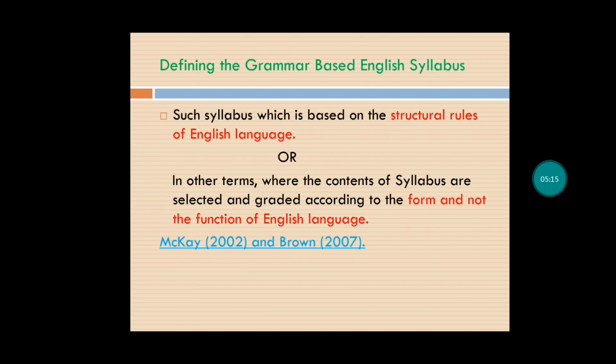So moving on to defining. One definition, in simple words, could be that such a syllabus is a syllabus which is based on the structured rules of the English language. I have highlighted it with the red mark, so you can not only remember but also see it. These are very important points. And the definition of grammar-based English syllabus is the rules, the structured rules.